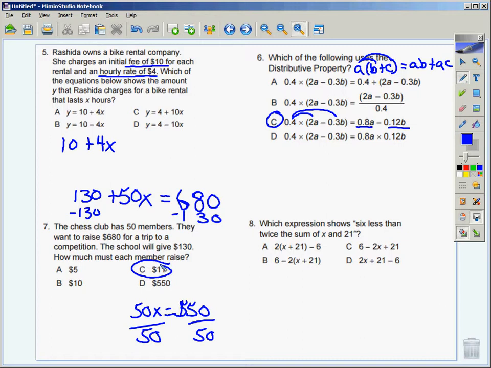Which expression shows 6 less than twice the sum? If it says 6 less, I'm subtracting 6. Twice a sum means I'm taking 2 times the sum, and the addition is taking place inside, so x plus 21. 2 parentheses x plus 21 minus 6.